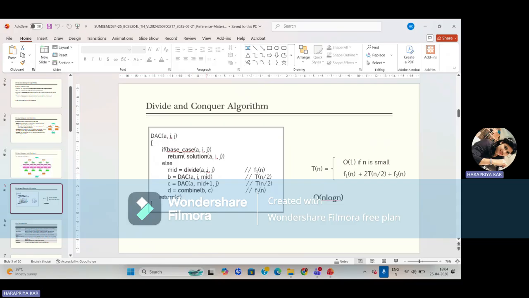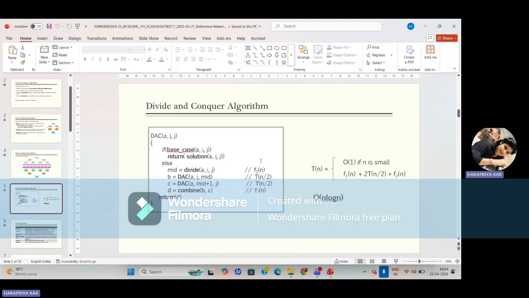Then B equals divide and conquer of A, i, mid. Then C equals DAC of A, mid plus 1, j. That means again we are doing it for the sub-problems. Once we have the solution for all the sub-problems, at the end we have to combine: D equals combine of B, C. Then finally return D. Return D is the solution for the original problem or a sub-problem. Then the algorithm terminates. Now you can see the time complexity: f1 of n, T of n by 2, T of n by 2, then f2 of n.